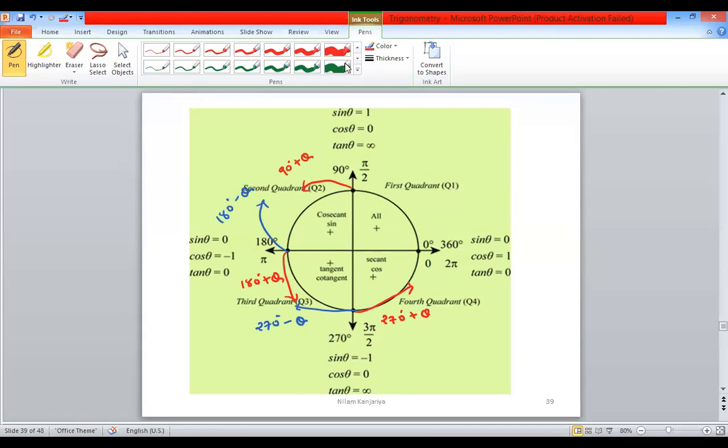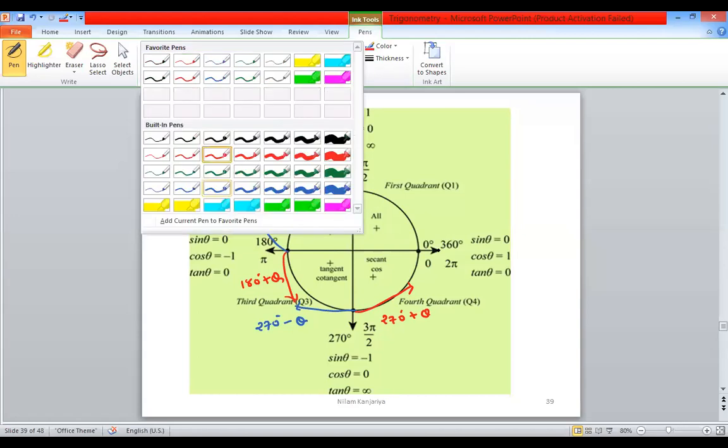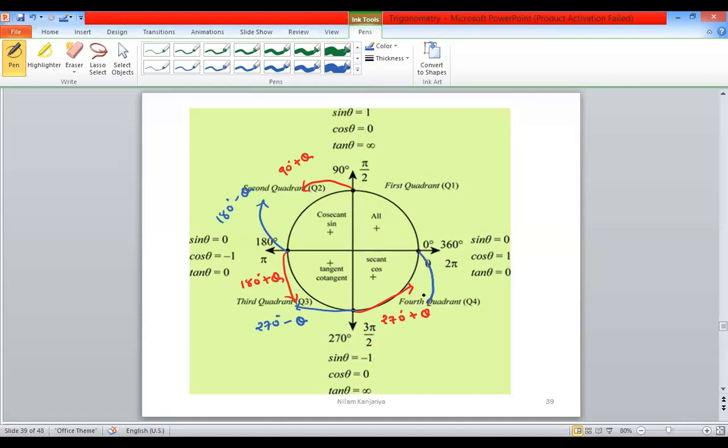Similarly, if I am moving from 360 to 270, definitely you can subtract something in it, and this is theta. Right? Now tell me about what?